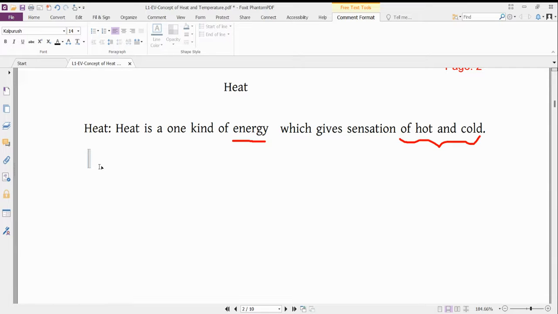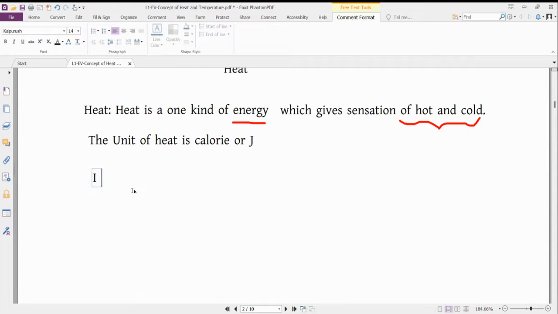The unit of heat is calorie or joule. And we know that 1 calorie is equal to 4.2 joule. Okay.